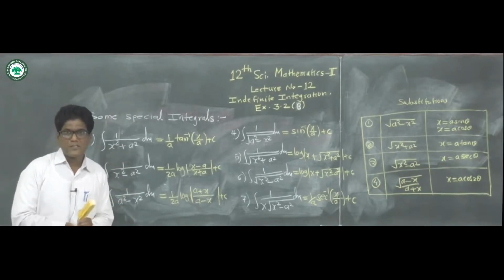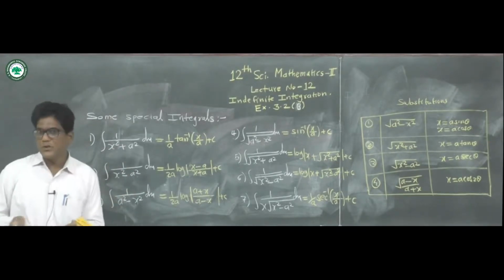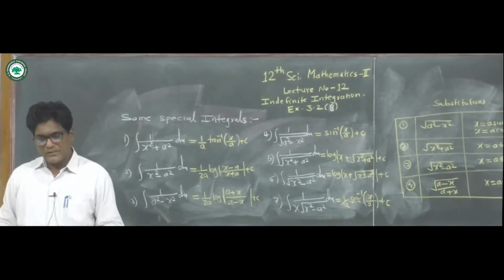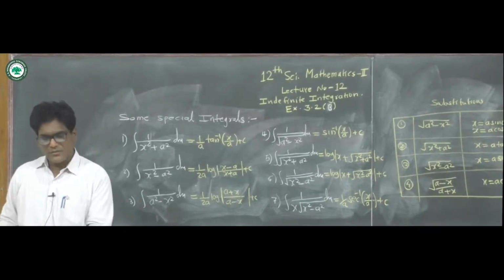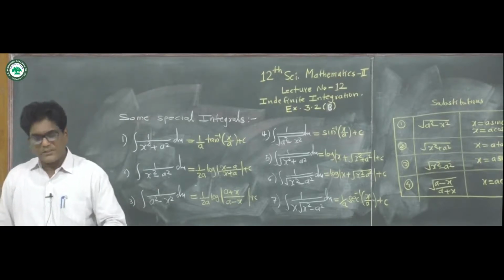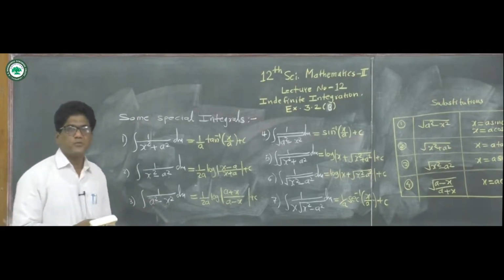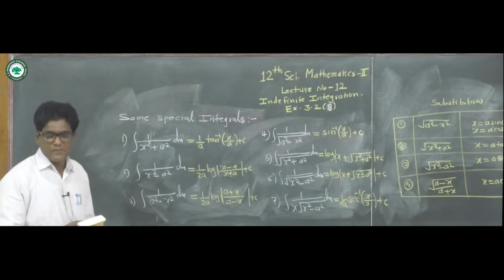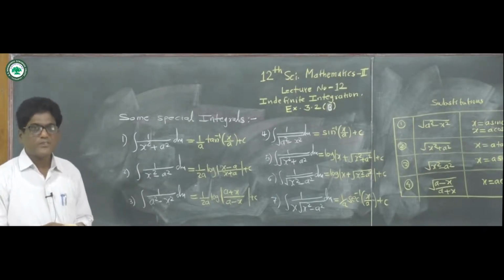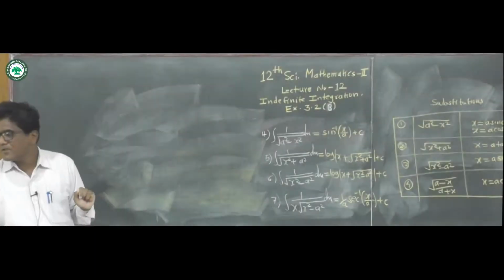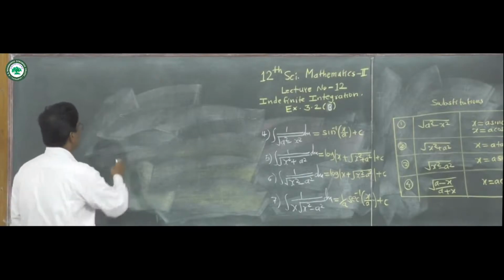Now here we start exercise 3.2b, and in exercise 3.2b there are two questions, question number first and question number second. In question number first there are 20 problems, and in question number second there are 9 problems. So we have to solve 29 problems, so let us start here. Question number first, evaluate the following.